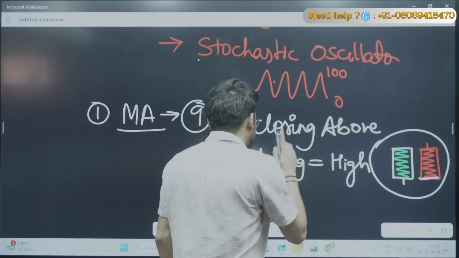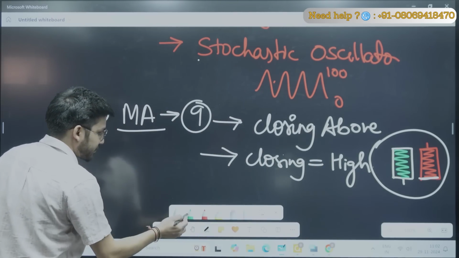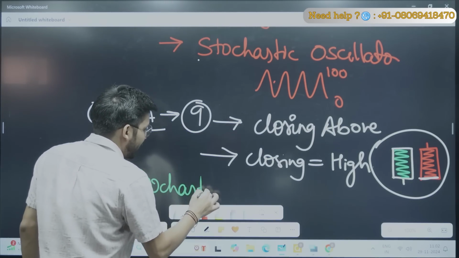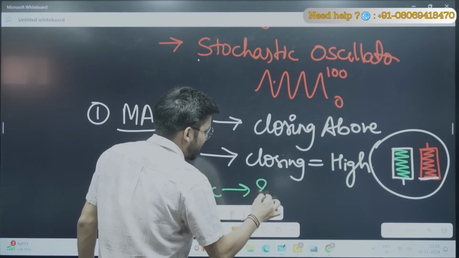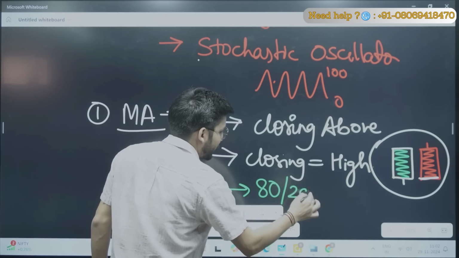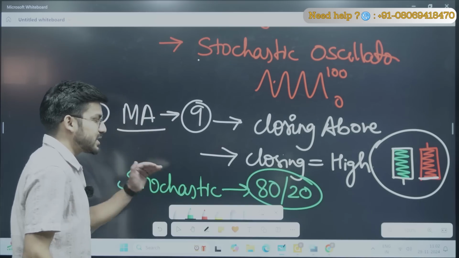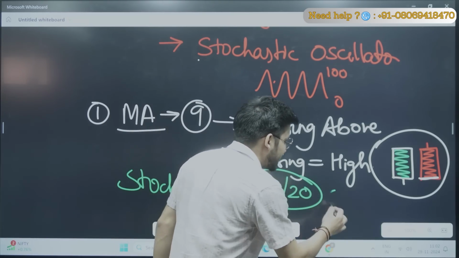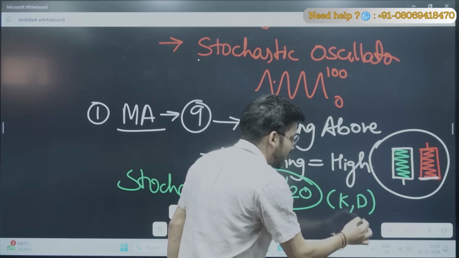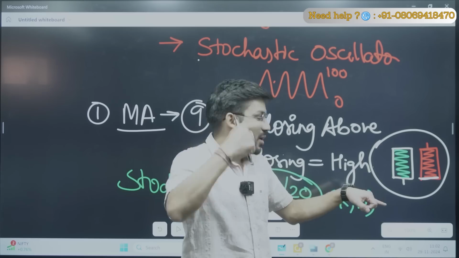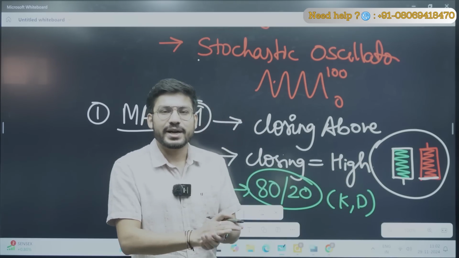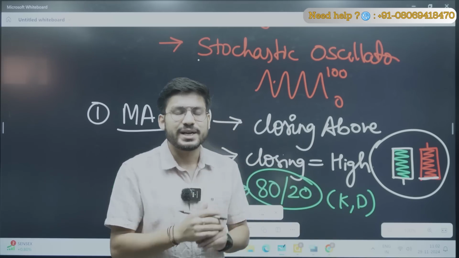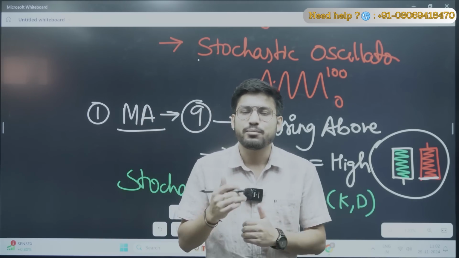Now the second condition would be of the oscillator. In the oscillator I'm using stochastic, and in stochastic I will be using two levels: the first one is 80 and the second level is 20. Usually there are two lines, the first one is K and the second one is D. Whenever these two lines cross above 80, I'll make a trade in the bearish position, and whenever these two lines cross below 20, I will make my position in the bullish direction.